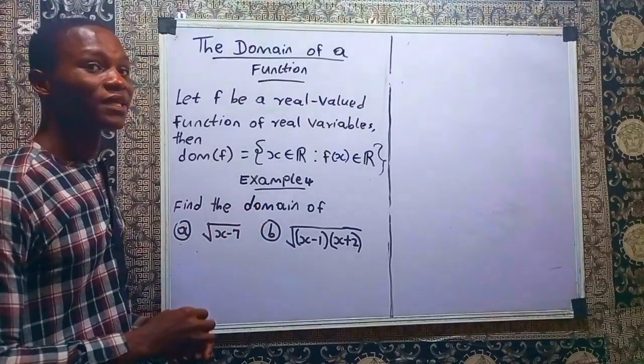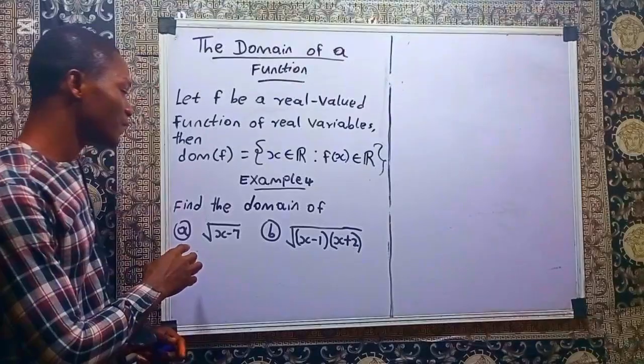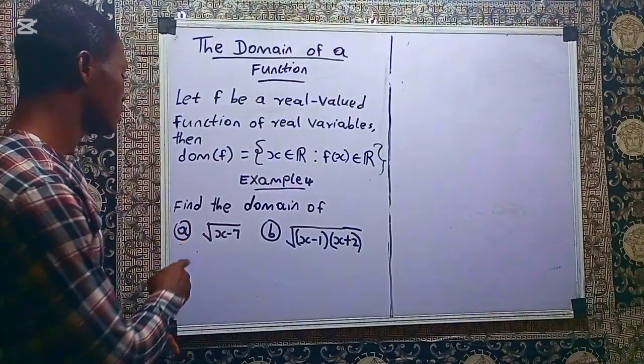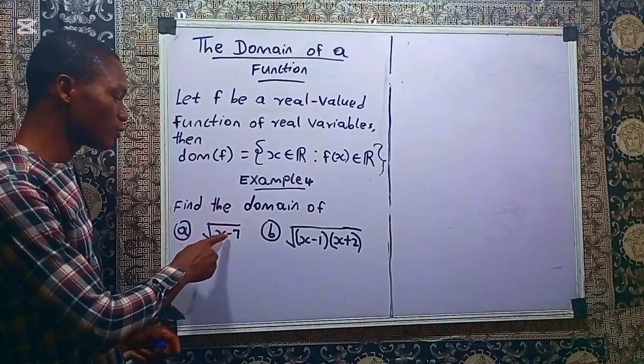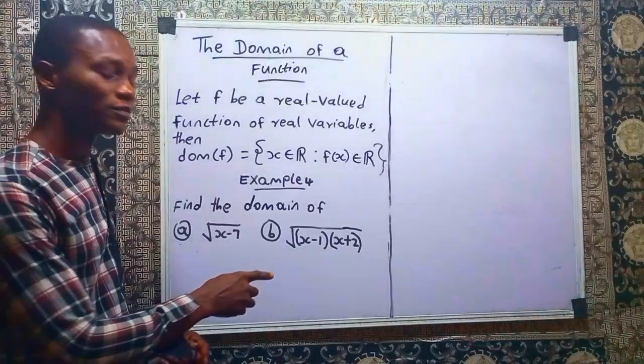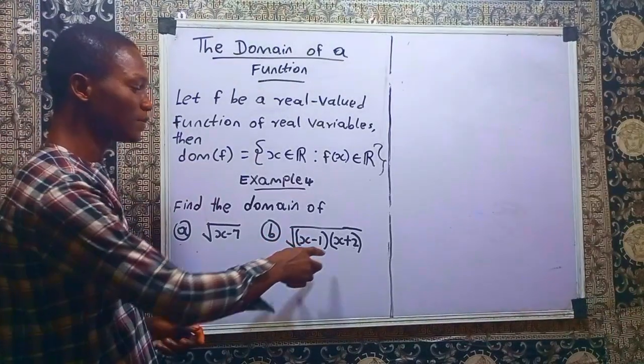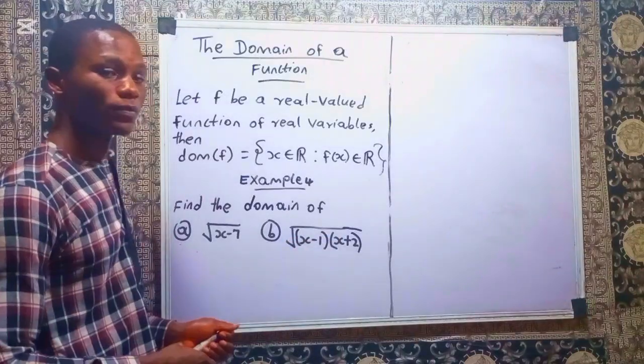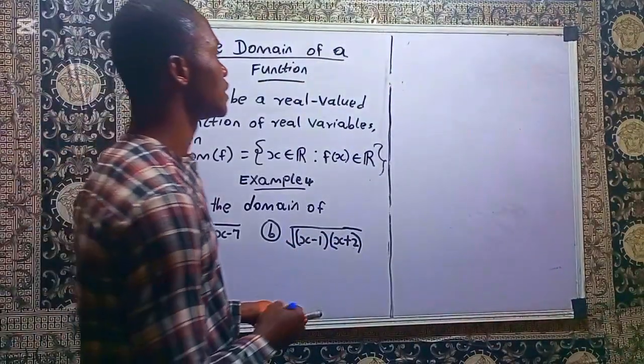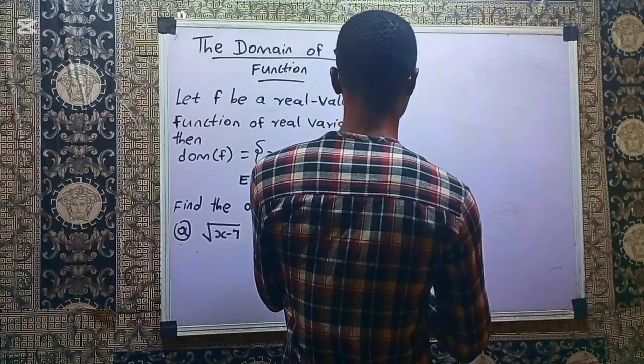With this, we can consider this fourth example. They ask us to find the domain of a, square root of x minus 7, b, square root of open bracket x minus 1 multiplying x plus 2. So we'll start with the question A.